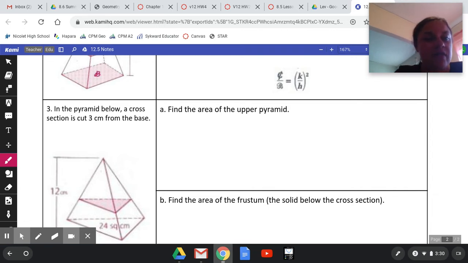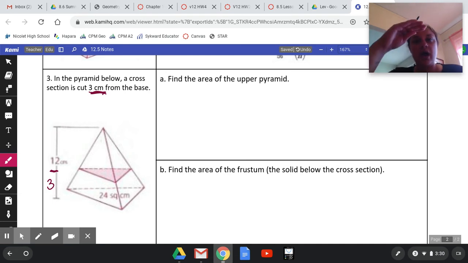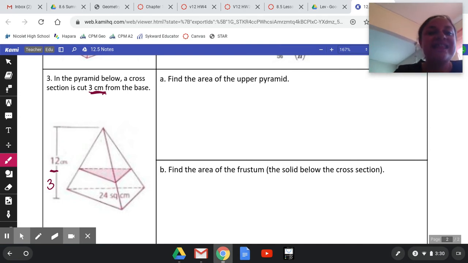And then I also know that the 3 centimeters is the distance from the base where the cross section is cut. Sweet. So now, the first thing I want to do is find the area of the upper pyramid. In order to find the volume of a pyramid, I need its height and the area of the base. Since the total height of the pyramid is 12 and there's 3 centimeters below the cross section, the height of that upper pyramid would be 9.